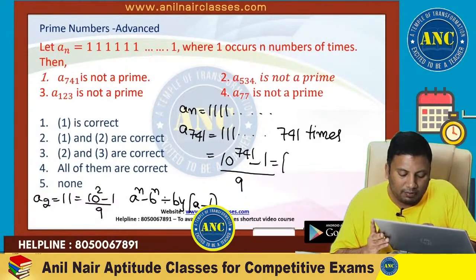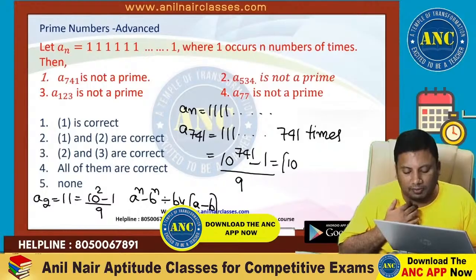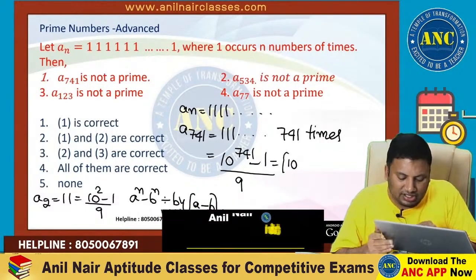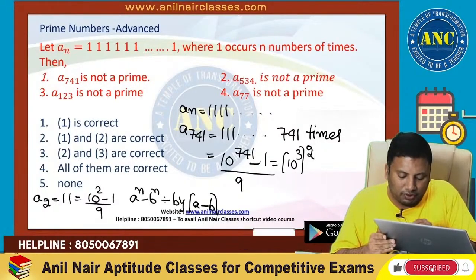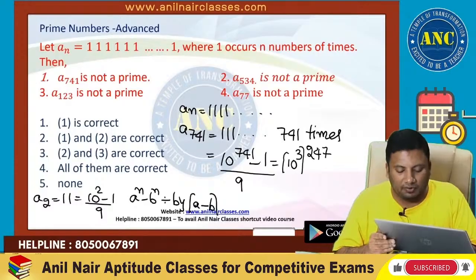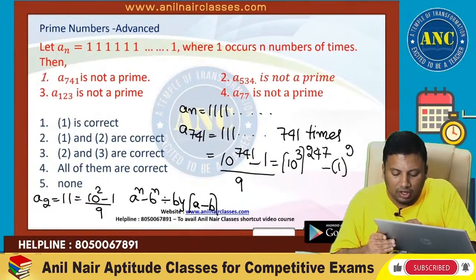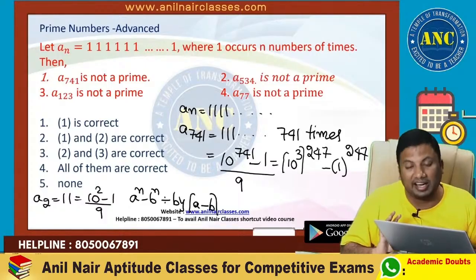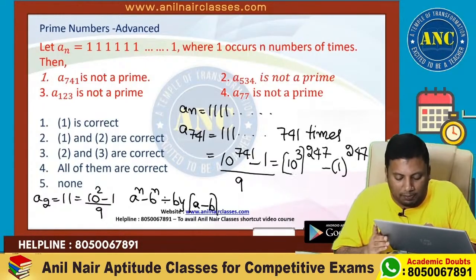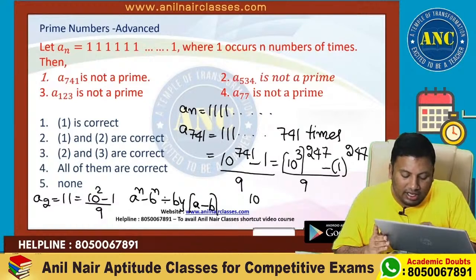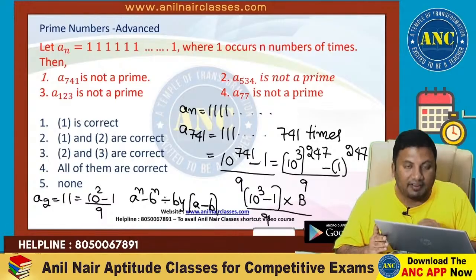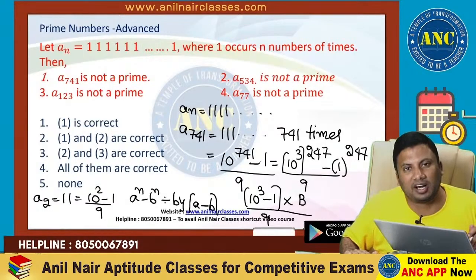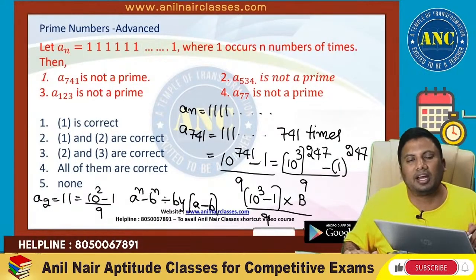So these are divisible by. Or otherwise, just to explain a concept, take it as 10 cube power 247, since 3 times 247 is 741, minus 1 power 247. I'll tell you why I am writing like this. A power n minus b power n divided by 9 is always divisible by 10 cube minus 1 into some number, let me call it b, divided by 9. 10 cube minus 1 is 999, divided by 9 is 111.